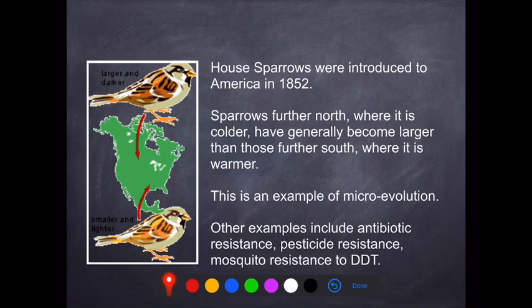Some other examples, which we're going to look at again later on when we look at evolution in current times, are antibiotic resistance, pesticide resistance, and mosquito resistance to DDT. DDT is a pesticide that you use to kill mosquito larvae or mosquitoes, which means they then cannot pass on various diseases that they might carry.